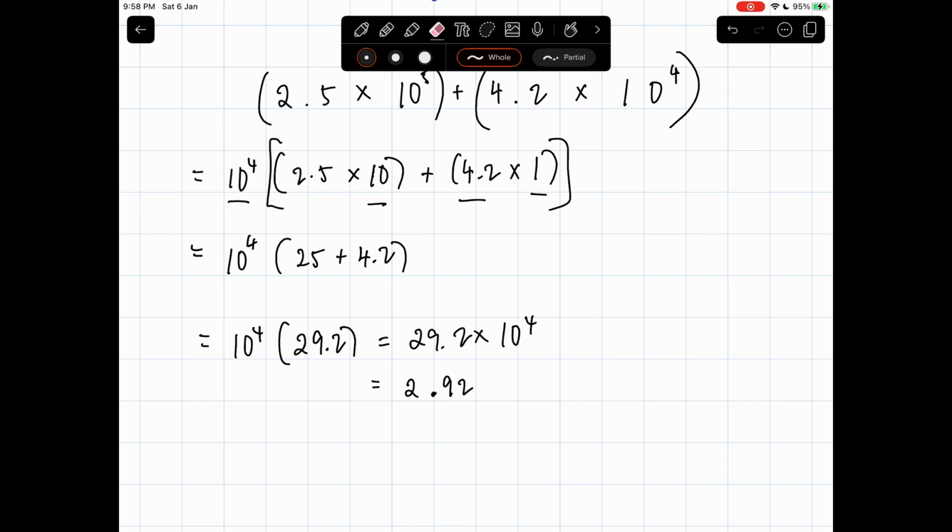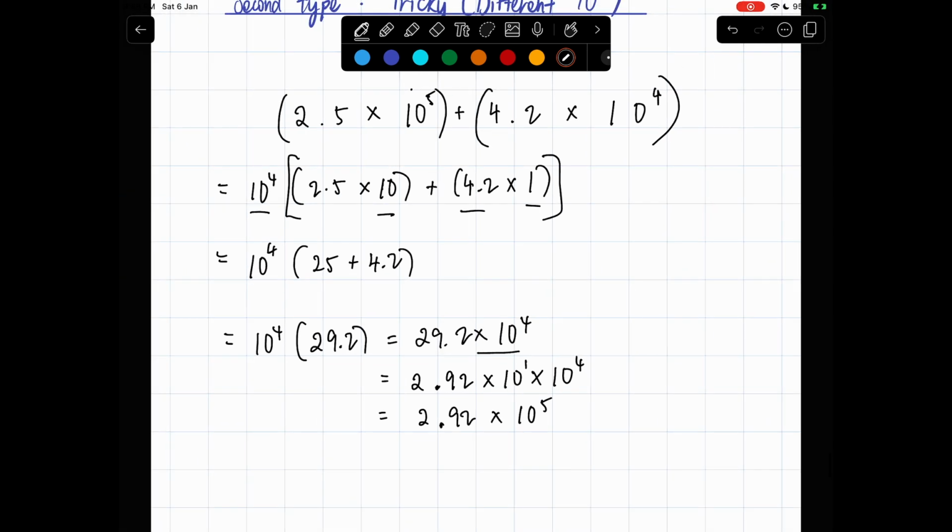After getting 2.92, see how you can revert back to 29.2. How? By multiplying by 10 to the power of 1, because there's just one place here. So it's going to be 10 to the power of 1, and just add this 10 to the power of 4 at the back, so times 10 to the power of 4. So same base, the powers can be added up together, which means you'll get 2.92 times 10 to the power of 5. That's it, as simple as that.